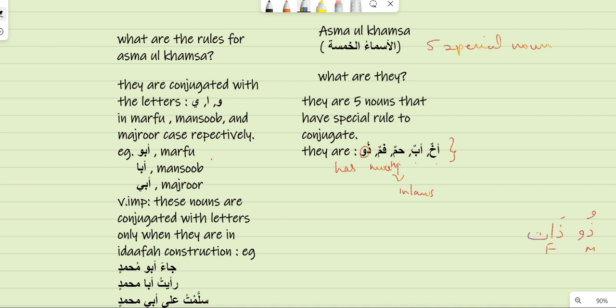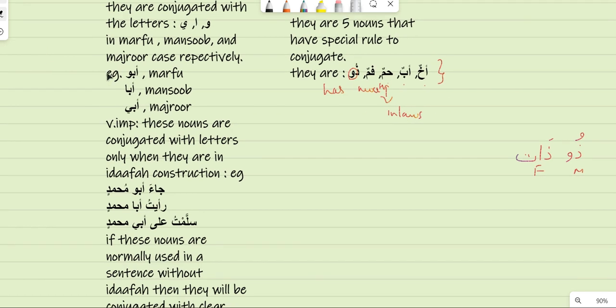And what changes come when you conjugate? Sorry, in marfu with a waw, the structure ab comes as abu: ba with dhamma and a waw. In mansub, ba with fatha and alif. Majroor, ba with kasra and ya. So this is how you will conjugate in these three positions.